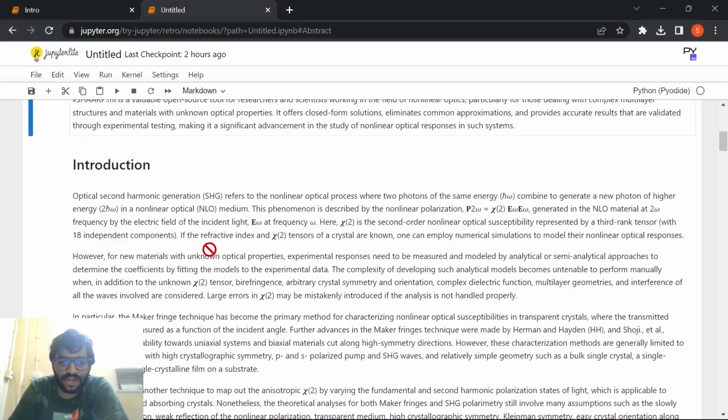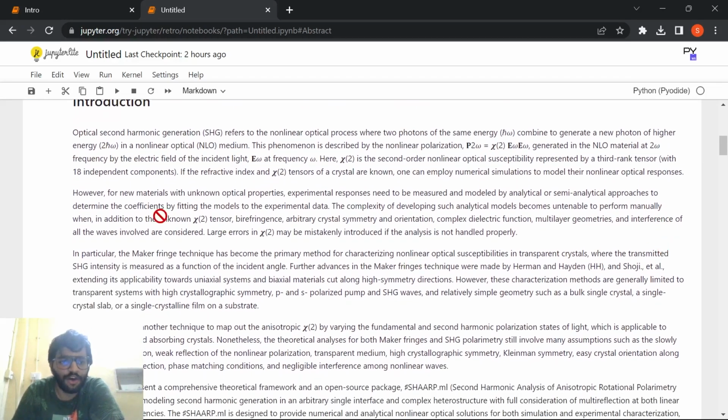If the refractive index and chi2 tensors of a crystal are known, one can employ numerical simulations to model their nonlinear optical responses. However, for new materials with unknown optical properties, experimental responses need to be measured and modeled by analytical or semi-analytical approaches to determine the coefficients by fitting the models to the experimental data. The complexity increases when, plus the unknown chi2 tensor, we have birefringence, arbitrary crystal symmetry and orientation, complex dielectric function, etc. And large errors in chi2 may be mistakenly introduced if the analysis is not handled properly.